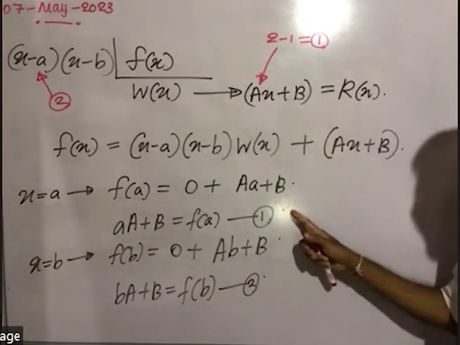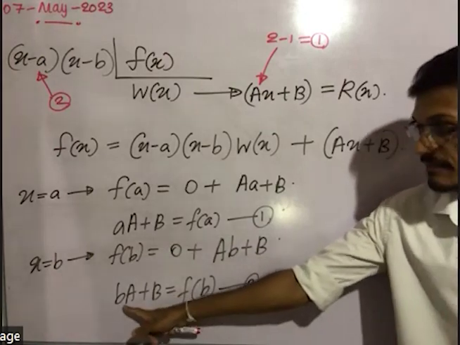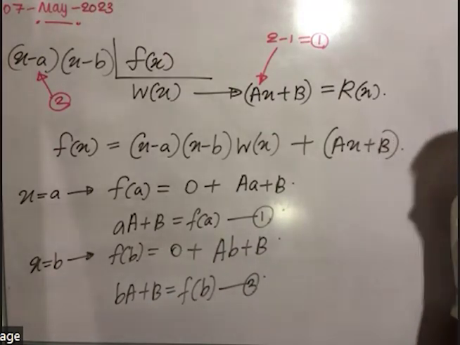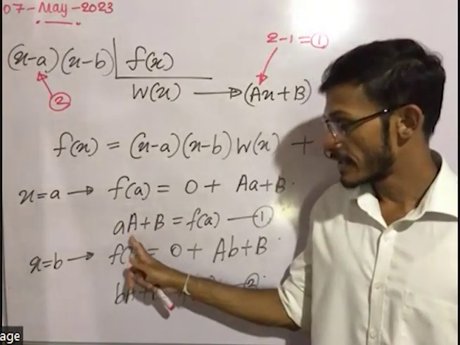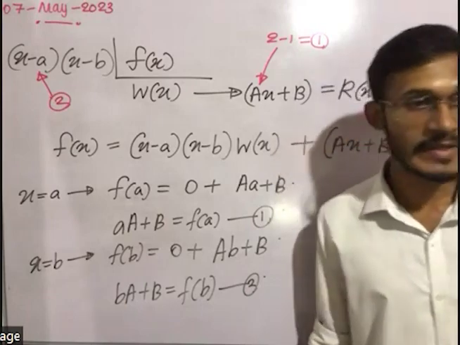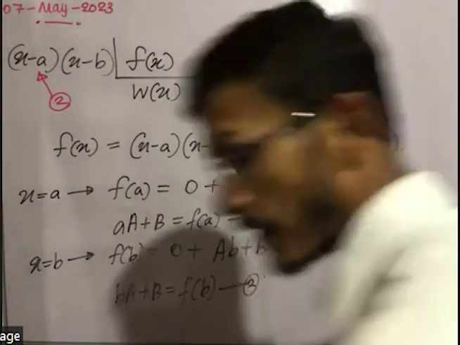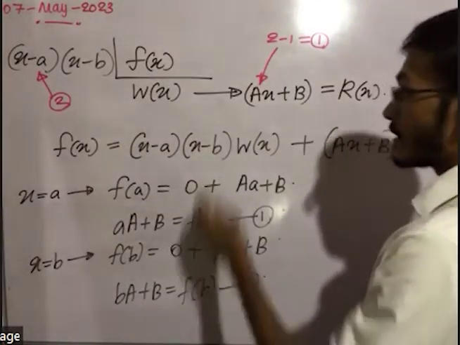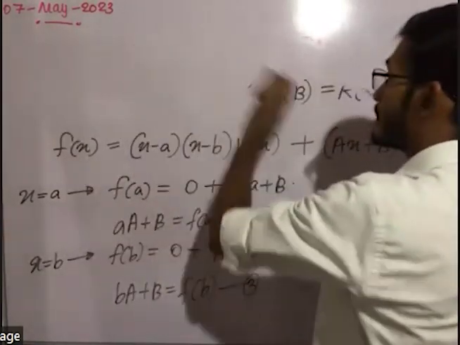Now I have two equations: small a into capital A plus B equal to f(a), and second, small b into capital A plus B equal to f(b). There are two equations, so you can solve these two equations simultaneously. Then you can find capital A and capital B separately. Right, let's do that. Now, let's find the values of capital A and capital B.